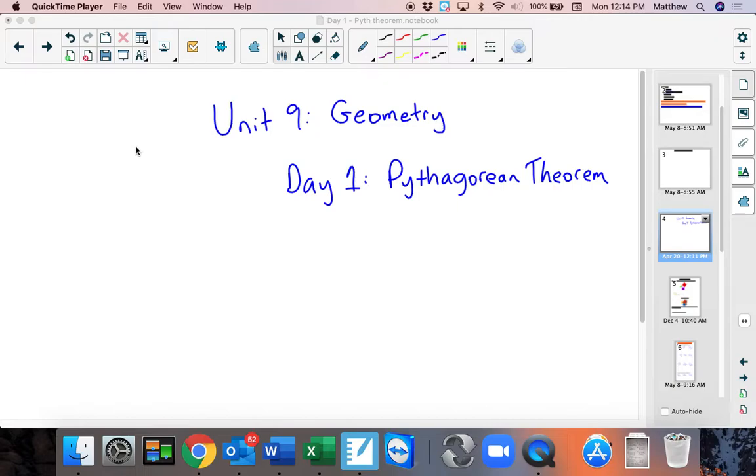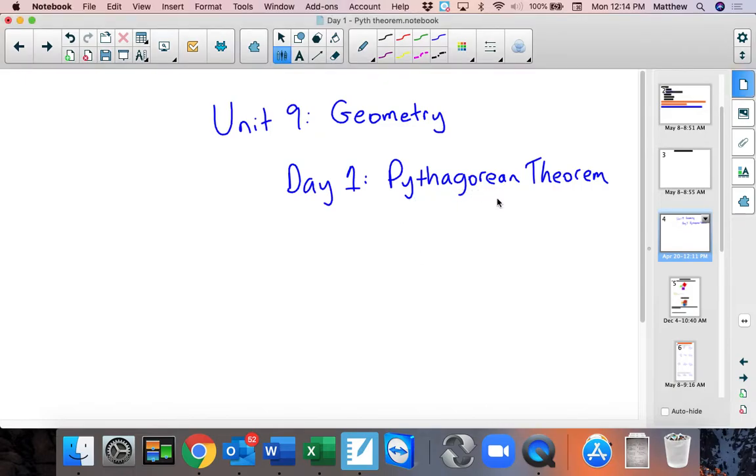And today we're going to start with the Pythagorean theorem, kind of a long first name. But it's a really important, one of the really big theorems in all of geometry, dealing with right triangles, or triangles where there is a right angle or a 90-degree angle.